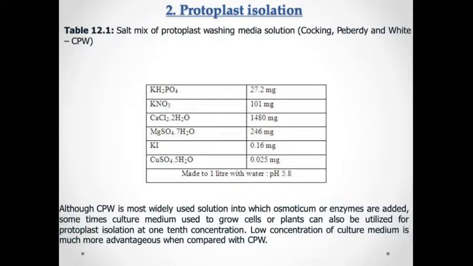This is the salt mix of the protoplast washing media. It was developed by Cocking, Power and White, the three scientists, which is why it is called CPW media. It is a washing media which has KH2PO4, KNO3, CaCl2, MgSO4, potassium iodide, and copper sulfate, CuSO4, made up in 1 liter. If you add these, then your CPW is ready to use for your further experiments.